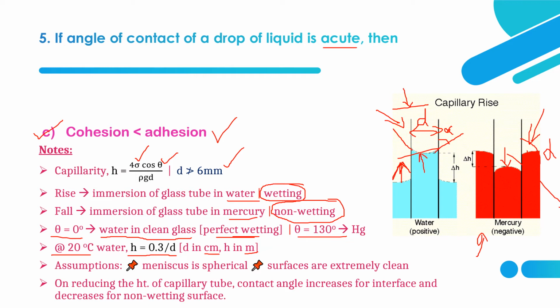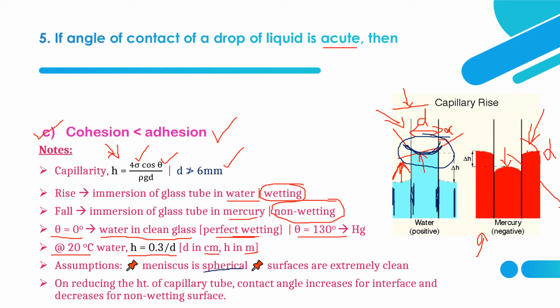Two assumptions are followed while arriving at this formula. What are those? The meniscus is assumed to be spherical. You can see here, this is the meniscus. This meniscus is assumed to be of spherical shape, and the surfaces are extremely clean. So the surfaces of the capillary tube and water tub are extremely clean. These are the two assumptions made to arrive at the formula for capillarity.